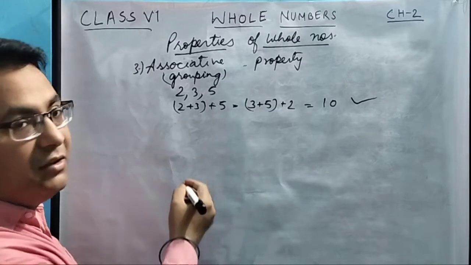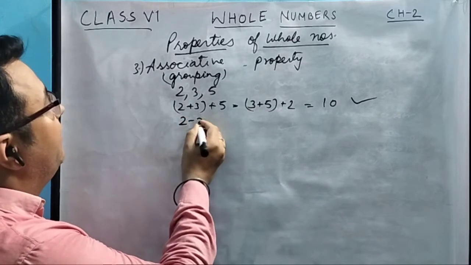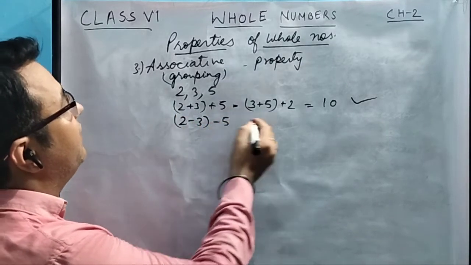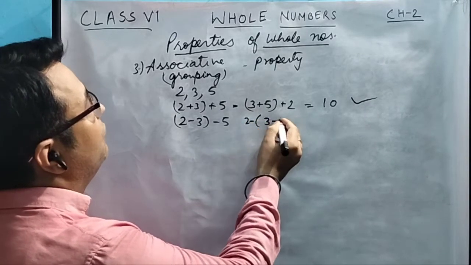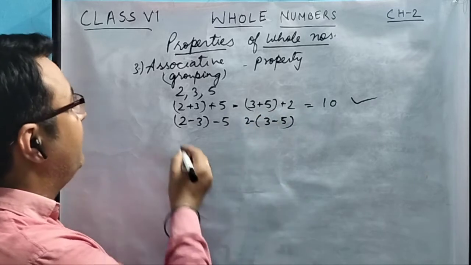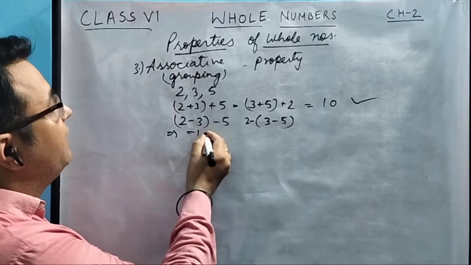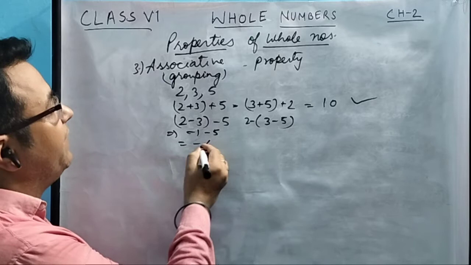Next, let's check for subtraction. Is 2 minus 3 minus 5 same as 2 minus bracket 3 minus 5? Let's check. 2 minus 3 is minus 1, minus 5 will give us minus 6.